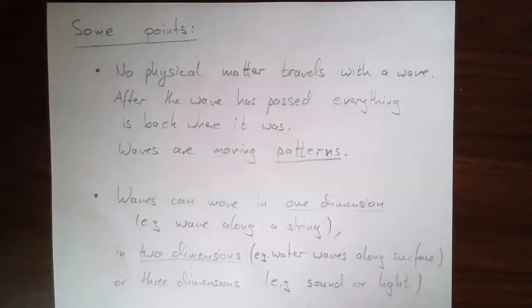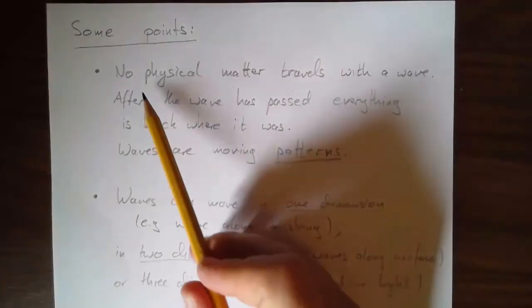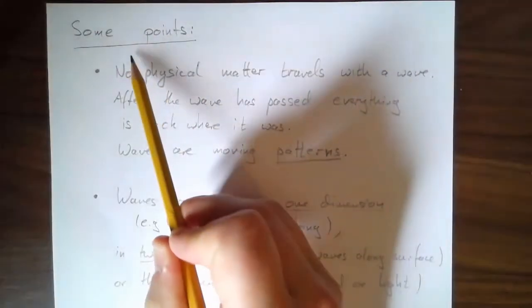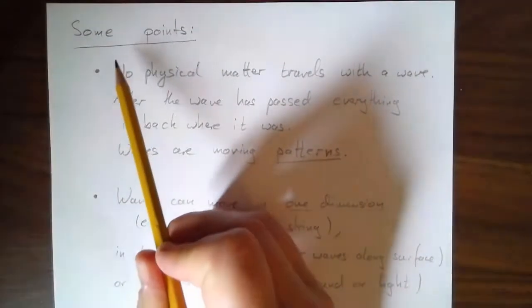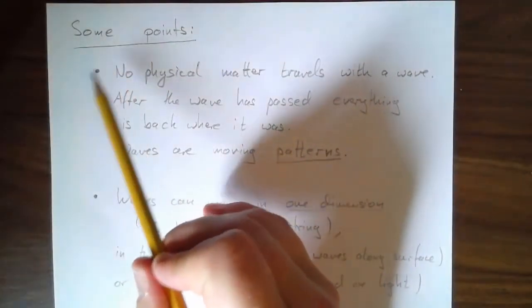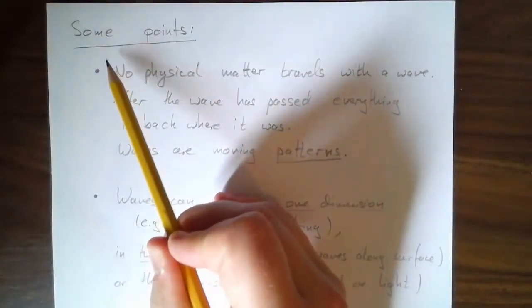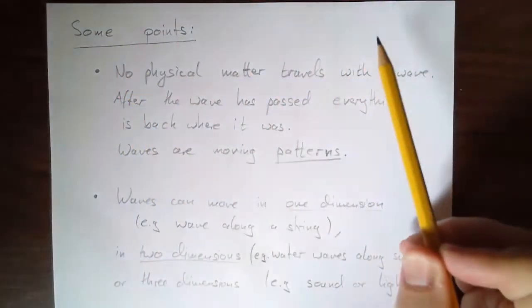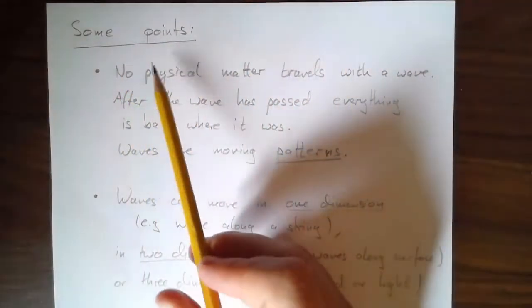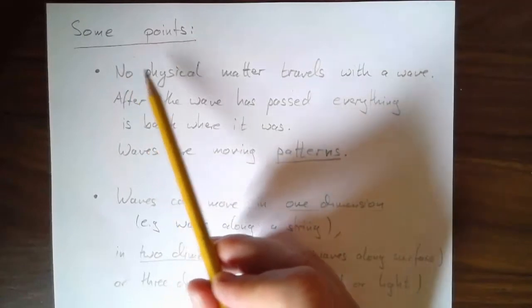So let me then make a few general points about waves, so we understand a little bit more about what they are and what they do. As I indicated already, there's nothing physical moving from one place to another, right? If a boat out in the ocean produces a wave that travels to the shore, it's not that the water in front of the boat moves to the shore, right?